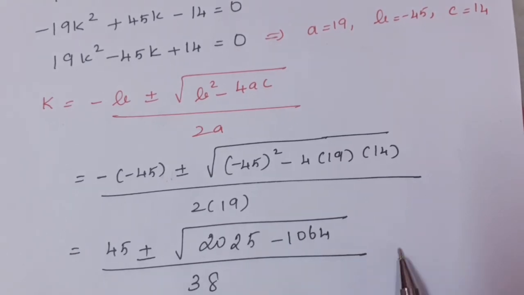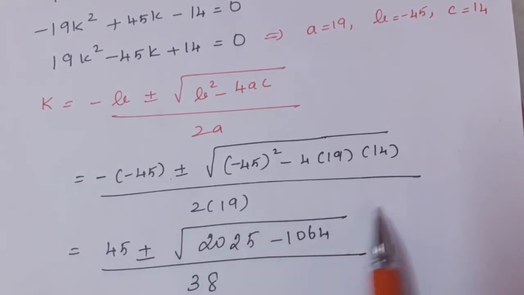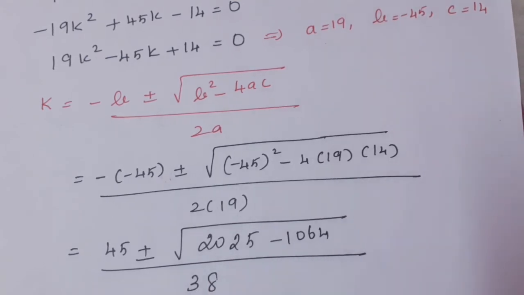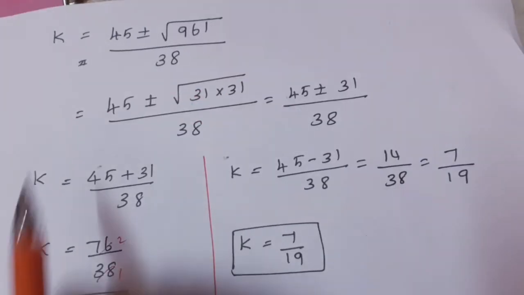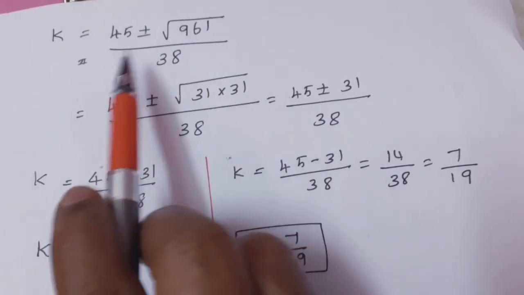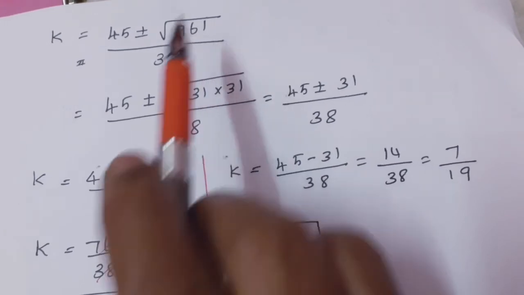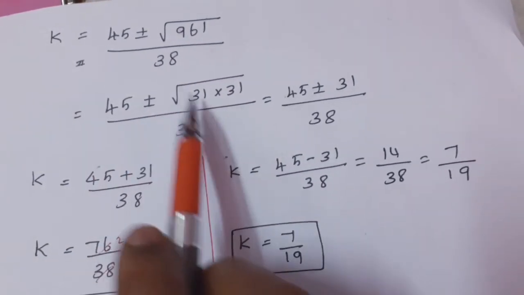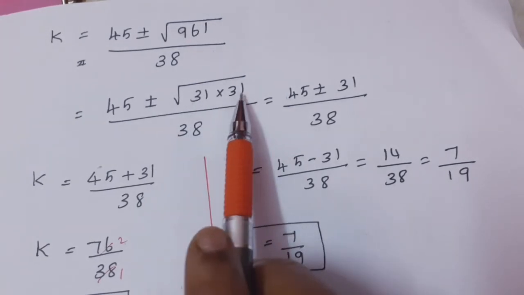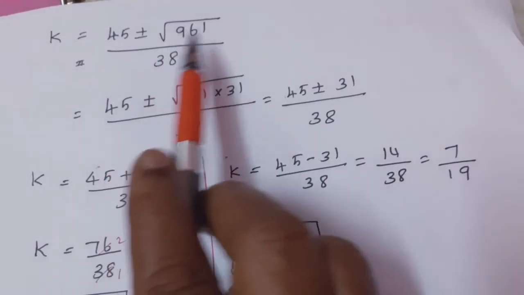1064 divided by 38. 45 plus or minus square root of 2025 minus 1064, divided by 38. Now what is our k? k equal to 45 plus or minus root 961, divided by 38. Now 45 plus or minus root 961, what number is 961? 31 multiplied by 31, we get 961.